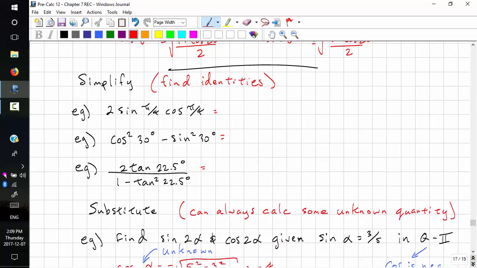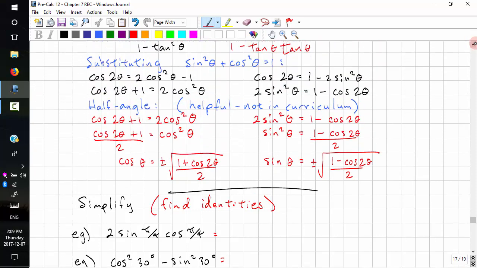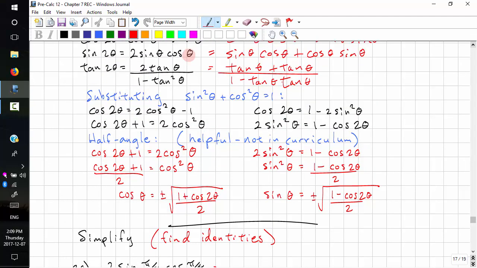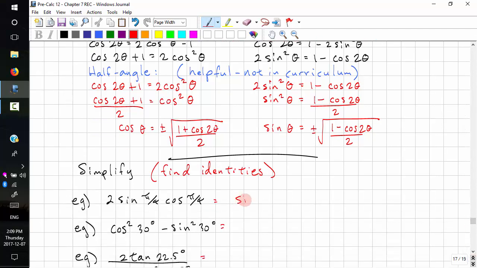Simplify. It means find the identities. So we have sine cos. We have a 2 out front. We look at the identities, and it matches this one. So this is sine 2 theta, and theta is pi over 4. And we simplify this. This is sine pi over 2, and we can simplify that to 1.